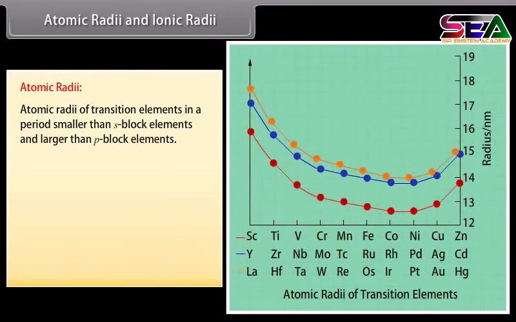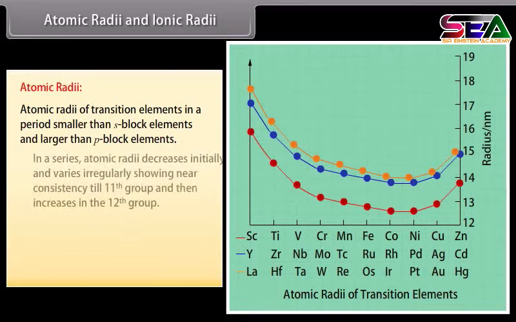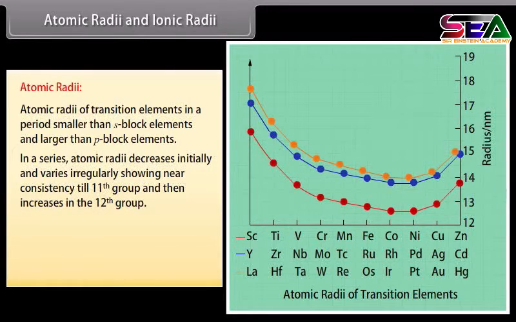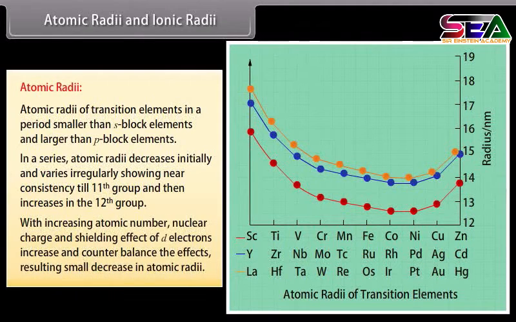Atomic radii and ionic radii. Atomic radii. Atomic radii of transition elements in a period are smaller than S block elements and larger than P block elements. In a series, atomic radii decrease initially and vary irregularly, showing near consistency till the 11th group and then increase in the 12th group. With increasing atomic number, nuclear charge and shielding effect of d electrons increase and counterbalance the effects, resulting in a small decrease in atomic radii.